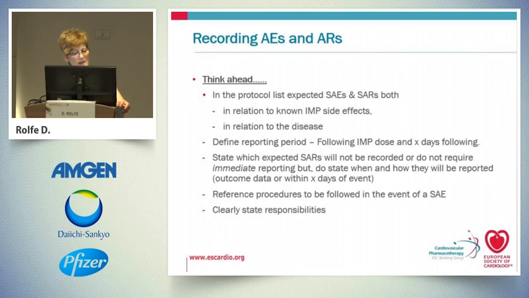So when you're planning your protocol, you do need to think ahead. You need to list what you would expect to find your participants suffering with, be it disease-related or drug-related, so that you keep some of your reporting down in volume, especially if you think about your area of study, cardiovascular studies. There are particular signs and symptoms that you would expect because of the patient population. Do you really want to record all of those, which you should really if you don't define them in your protocol?